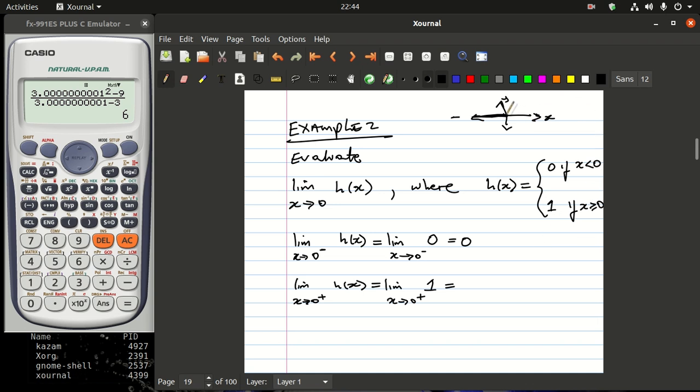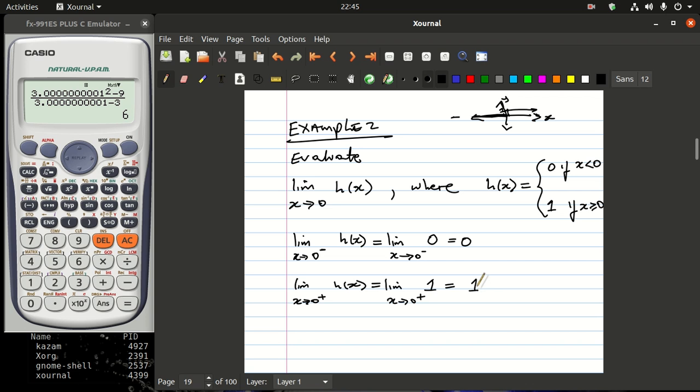So just on the right of 0, the function starts to go like this. So all the outputs are 1. If I pick a value here and then I go all the way up to the function, the value that I will hit there is going to be a 1. So this limit here is going to be equal to 1.